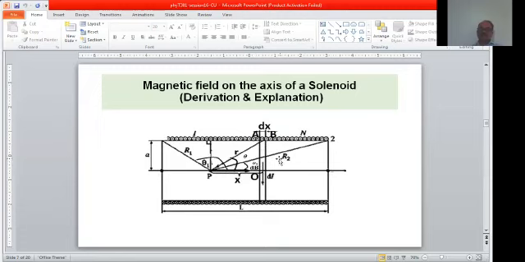R2 is the line connecting point P and the right end of the solenoid, and it makes an angle theta 2 with the axis of the coil. R1 is another line which connects the left end of the coil, and it makes an angle theta 1 with the axis. R is another line which connects this element to point P, and it makes an angle theta with the axis of the solenoid. Here I is the current flowing through the solenoid, capital N is the number of turns in the coil, A is the radius of the coil, and capital L is the total length of the coil. These are the things present in this diagram.